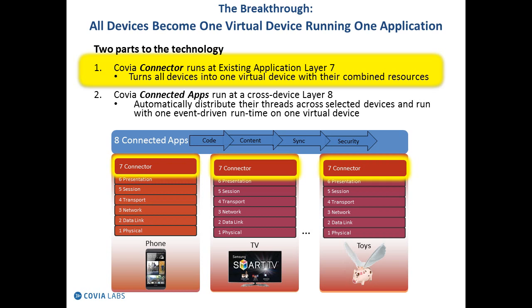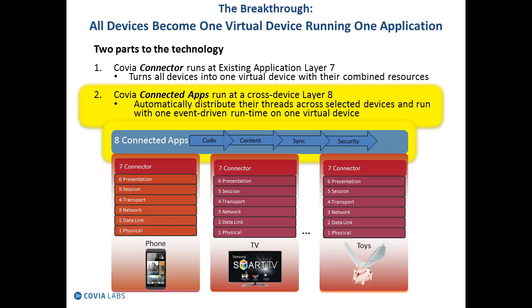There are 2 parts to the technology. First, there's the connector, which, like a Java VM, executes a common instruction set allowing the same application code to run on each device. But it goes way beyond Java. The connector exposes the unique capabilities of each device and allows our applications to securely extend their execution across selected devices. The second part of our technology is a new, smarter type of cross-device application that runs on these connectors, which we call connected applications.